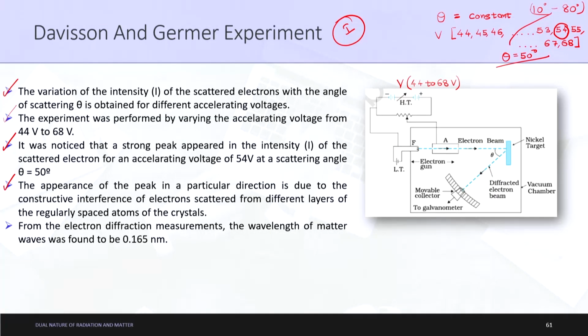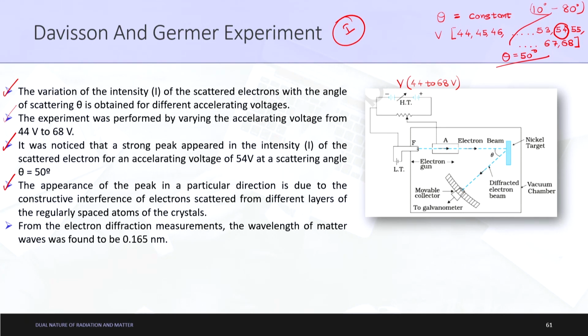If there is a wavelength associated with a particle, there is a very high, almost completely certain probability that it shows a wave nature of propagation. That is how we come to the conclusion that these electrons also have a wave nature. Because the constructive interference was happening, we can say that this has a wave nature of propagation. The appearance of the peak in a particular direction is due to the constructive interference of electrons scattered from different layers of the regularly spaced atoms of the crystals.